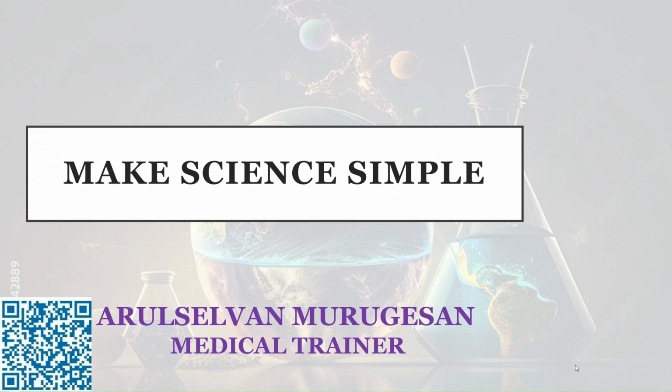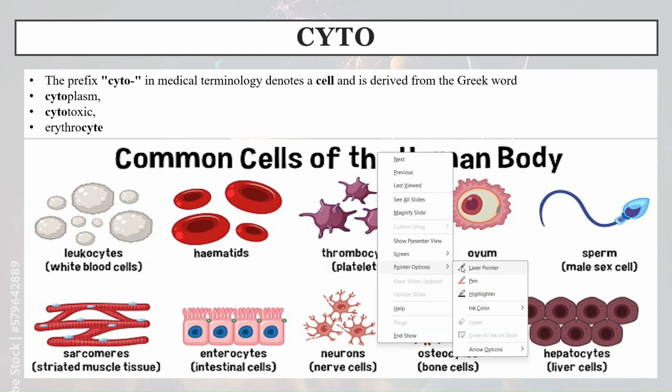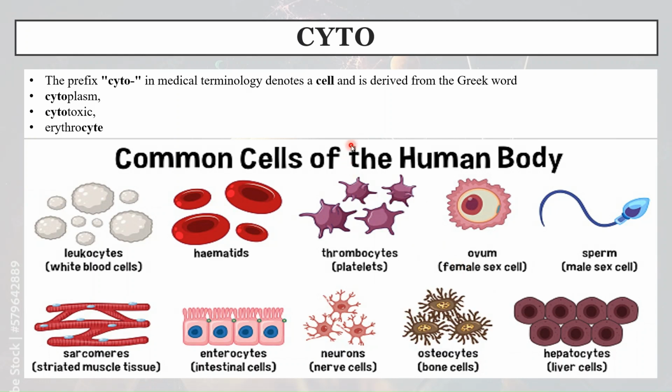Simple. So now we are entering into the series 03. Here we are going to see some common scientific words, their meanings and what they indicate. The first word we are going to see today is cyto. Cyto means cell. Any scientific word carrying cyto in it clearly indicates it is a cell.